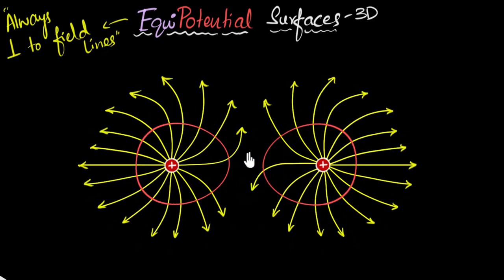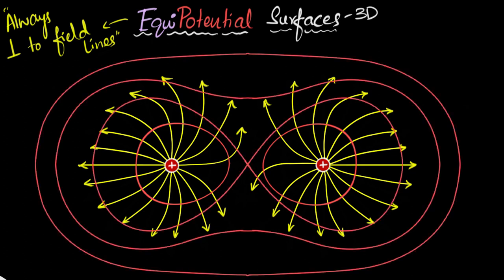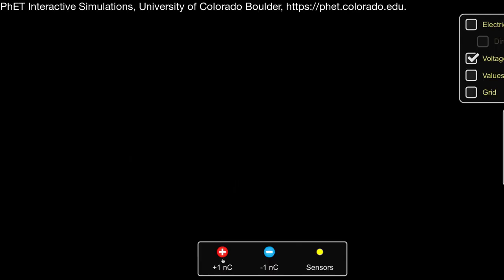Okay. And in fact, if I draw more equipotential surfaces, they will indeed merge with each other. You can see they're slowly merging. And if I go very, very far away, it's pretty much going to look circular. I have a simulation over here. Let me show you. In this simulation, we can visualize equipotential surfaces.